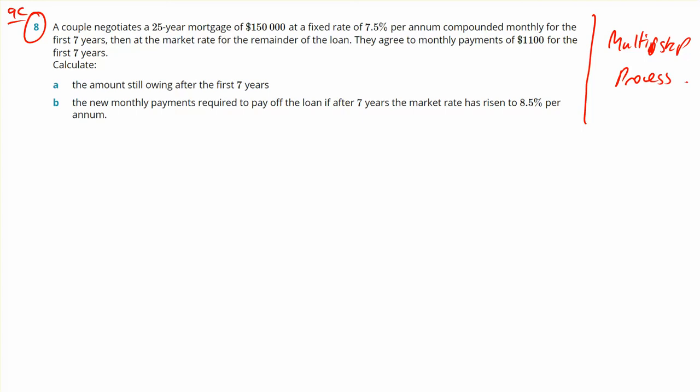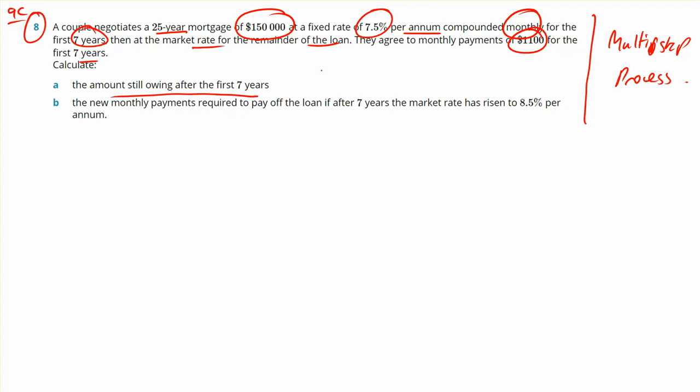Okay, so let's read the scenario. A couple negotiates a 25-year mortgage of $150,000 at a fixed rate of 7.5% per annum, compounded monthly, for the first 7 years, and then the market rate for the remainder of the loan. They agreed to monthly payments of $11,000 for the first 7 years. Calculate the amount still owing after the first 7 years.